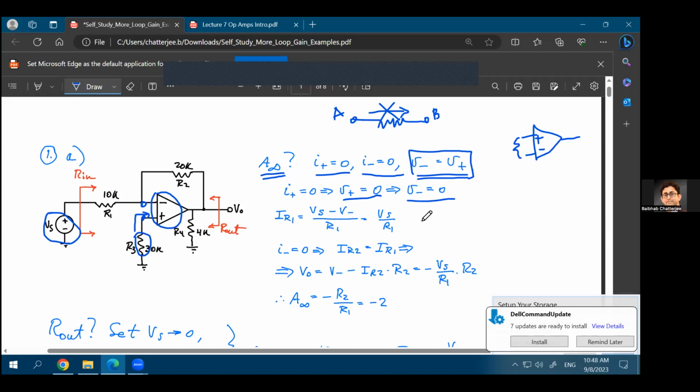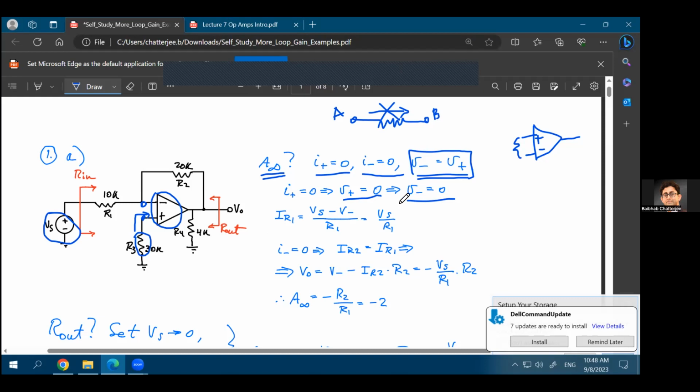Keep in mind that we are only talking about AC voltages here. As you see that this is a lowercase v, this is an AC voltage, and we are only analyzing AC voltages at this point. We are not talking about the DC bias. So when you talk about gain of an amplifier, you are always talking about AC quantities. So if your V plus is a zero AC quantity, V minus is also an AC zero quantity because of the infinite input impedance.